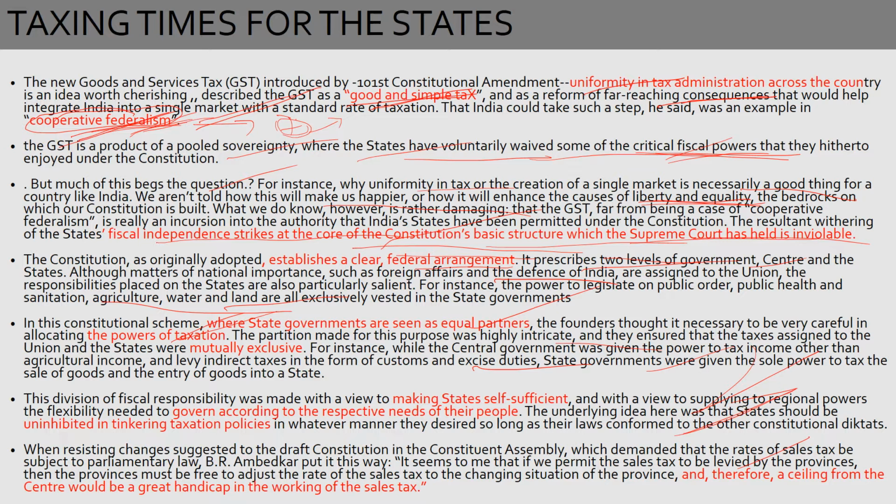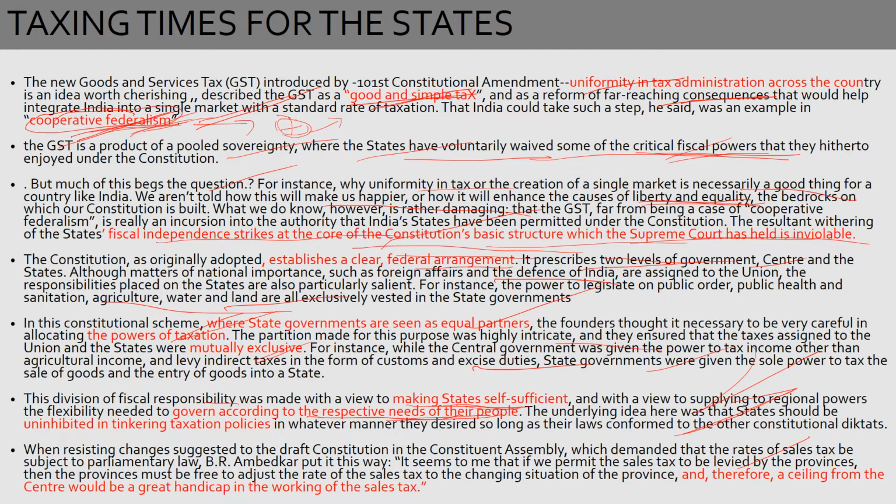So it says that this brought in mutual existence between the both, and it also gave a sense of relief for the state and they could act according to their situations. So this article tries to say whether implementation of GST could mitigate this, and it also tries to bring in that the division of this fiscal responsibility made the states self-sufficient, and it also made them govern according to the respective needs of the people.